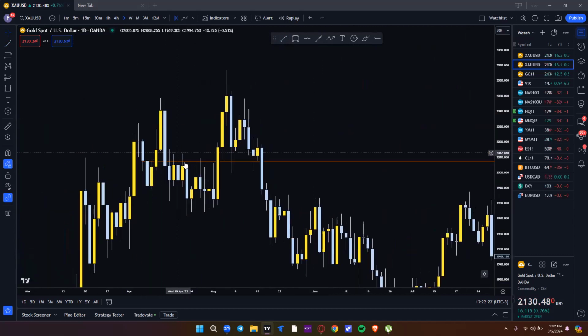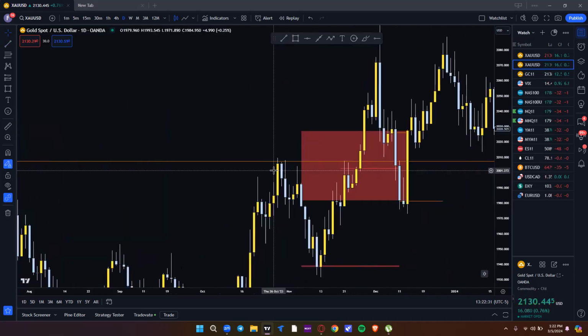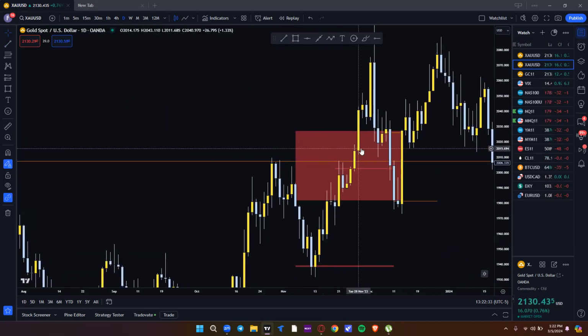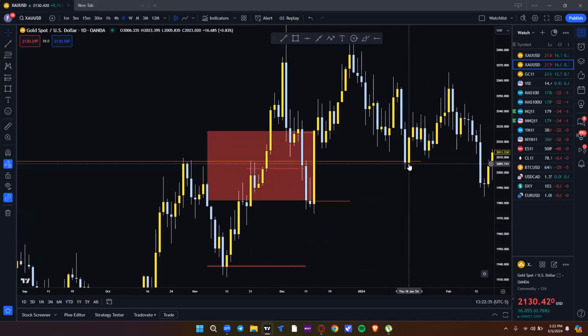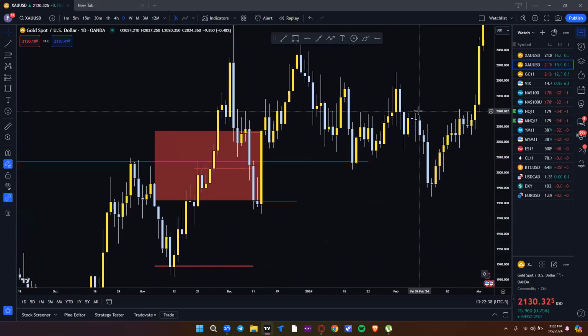This gap level, we can see all these rejections, support and resistance working at its finest, resistance drop, and then finally price came to respect this level.